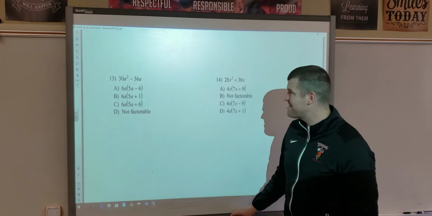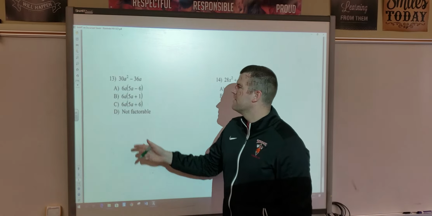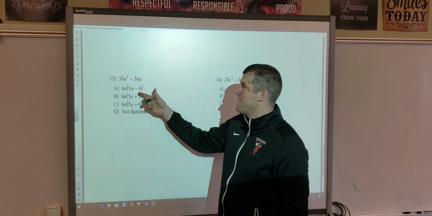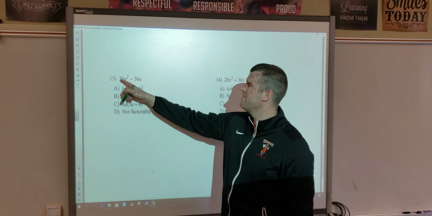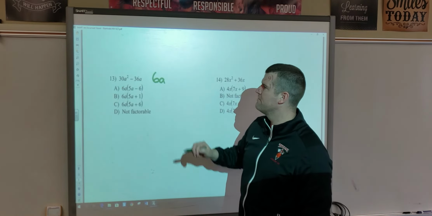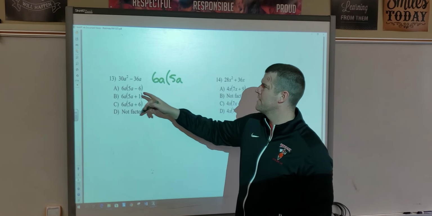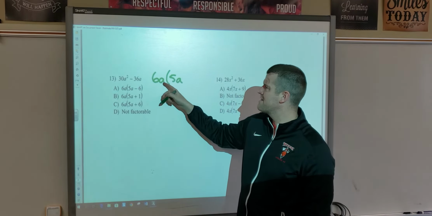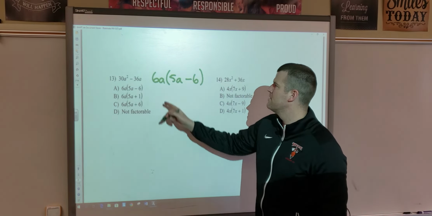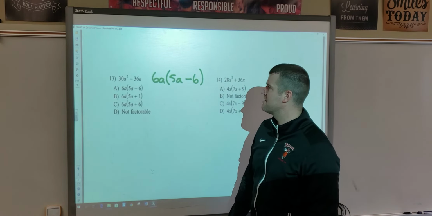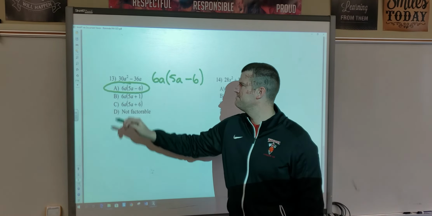30a squared minus 36a. Again, multiple numbers that would go into both of those, so we need to find the greatest. Kind of look at your answers to get an idea, right? Well, none of them have 2, so it's probably not 2, and they all have 6, so it's probably 6, which it is. So if I take out 6, and the a, of course, because they both have a, I would do 6a times 5a to get back to 30a squared. And then 6a times a negative 6, because I need to make sure to get negative 36a. 6a times negative 6 is negative 36a. And voila, we've got 6a times 5a minus 6.